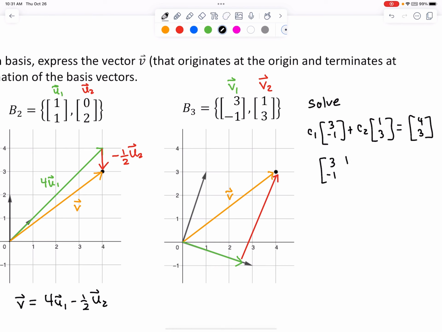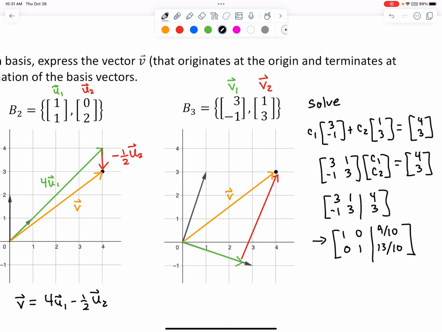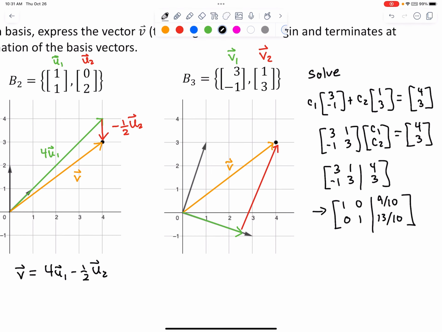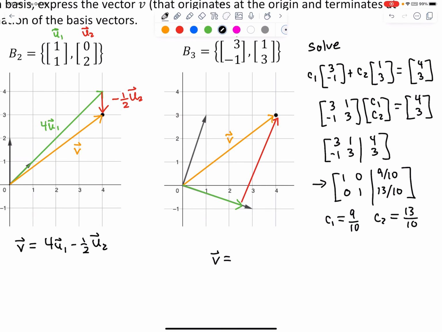We put the basis vectors as columns of a matrix. We multiply by some unknown vector, c1, c2, and we want this to equal the result vector 4, 3. So we can put this in an augmented matrix and then row reduce to achieve this result. So this tells me that c1 has to be 9/10 and c2 has to be 13/10, which confirms our intuition that we had to decrease the magnitude of v1 but increase the magnitude of v2 in order to arrive at the point 4, 3. So our vector v can be written as 9/10 of the first basis vector plus 13/10 of the second basis vector.